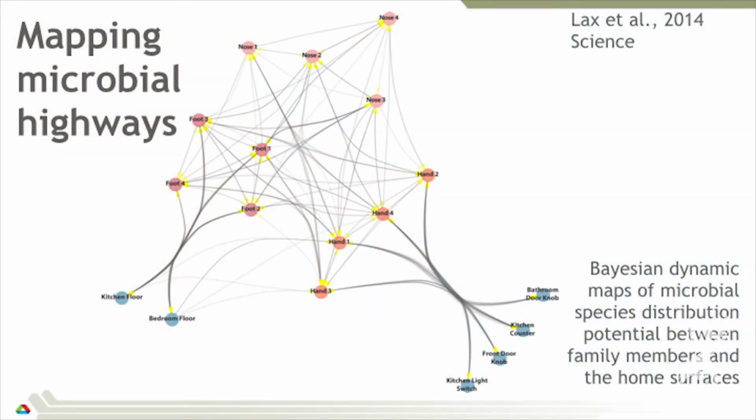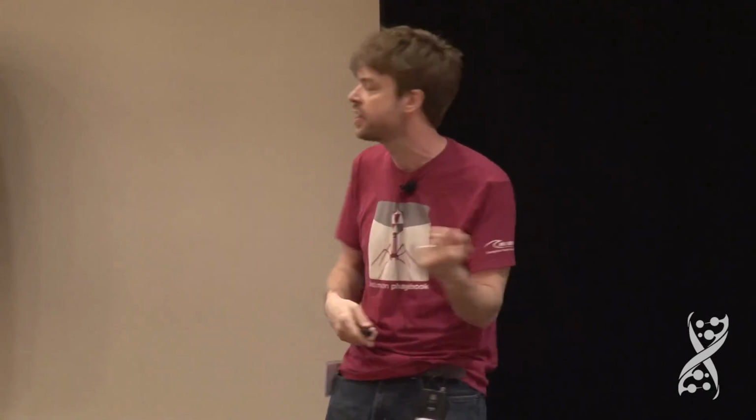So each one of these edges is a Bayesian codependent relationship, and we can basically overlay taxonomic distribution potential between, say, a hand and a doorknob. This is actually my family, so it's a family of 2 adults and 2 little boys. And we can track the microbial relationships in that space and actually generate a predictive accuracy about how it will turn over if one of those people leaves or if one of those people enters into a space.